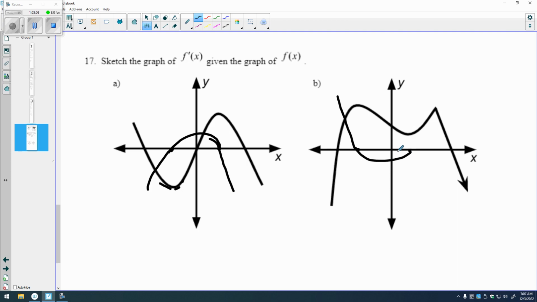It's not a quadratic looking shape here. My graph is increasing, so my derivatives are positive. And when I get to this value right here, that is not differentiable. So I have an open circle over here. This is a straight line. What is the rate of change of that straight line? Constant. So this is a negative slope.